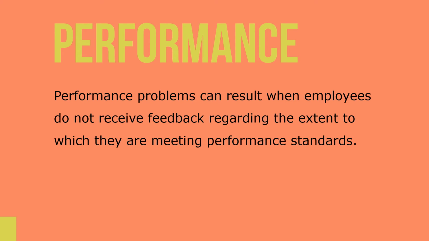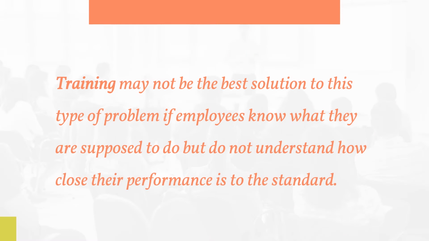Performance problems can result when employees do not receive feedback regarding the extent to which they're meeting performance standards. Training may not be the best solution to this type of problem if employees know what they're supposed to do, but do not understand how close their performance is to the standard. Employees need to be given specific, detailed feedback of effective and ineffective performance. For employees to perform to a standard, feedback needs to be given frequently, not just during a yearly performance evaluation.